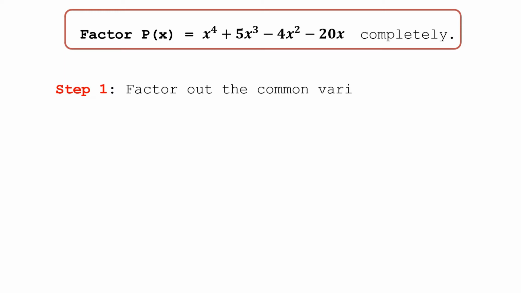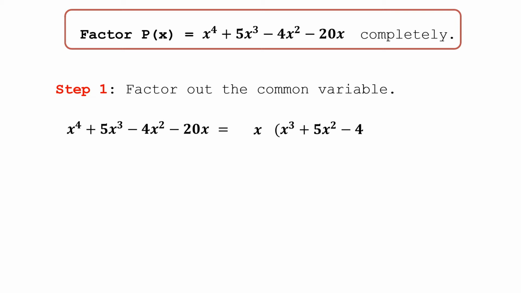Let us factor out the common variable. What is the common variable in this given polynomial function? You will notice that each term contains x. So we have here x raised to 4, x cubed, x squared, and x. That means x could be factored out. So if we're going to factor out x, we put that outside the parentheses and do the division process for us to get the other factor.